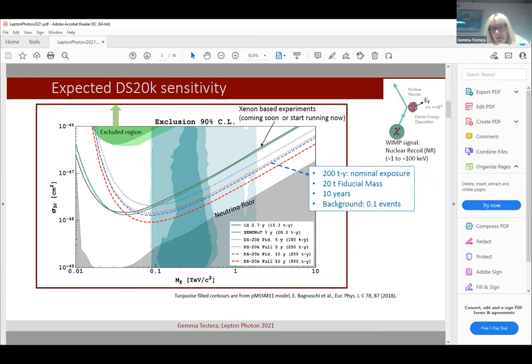And we have also calculated the sensitivity for a number of additional situations in which we use also the entire mass, not only the fiducial volume, including a proper background model. You see that we will be very close to the neutrino floor, and we will possibly improve and complement the sensitivity of existing and planned experiments based on xenon. I really believe that the two technologies are really complementary.